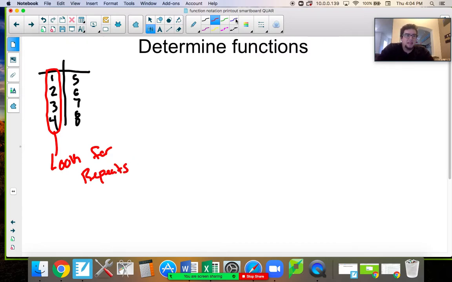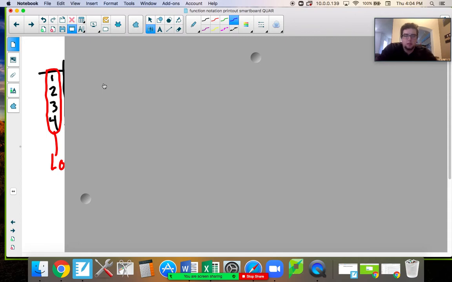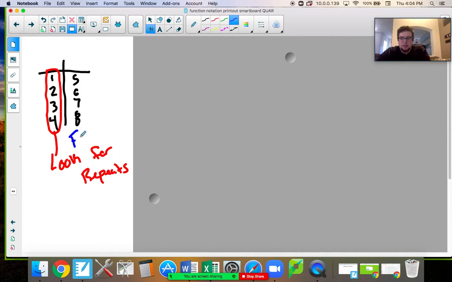For about 99% of this, we don't even care what these numbers are. Basically, I could cover this side, and you'll have a decent idea if something's a function or not. Let's say 90% of the time, you look right here and you're going to know. They're all different. Doesn't matter what's on this side of the shade. This is a function.